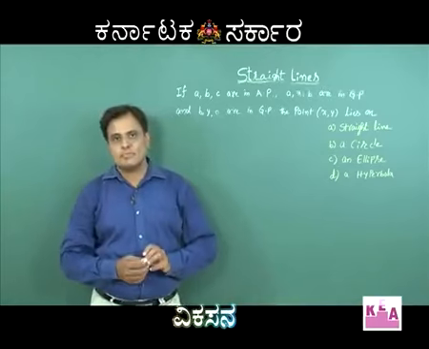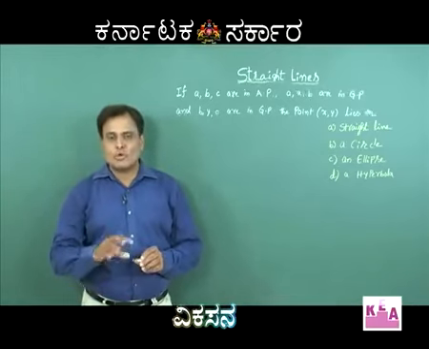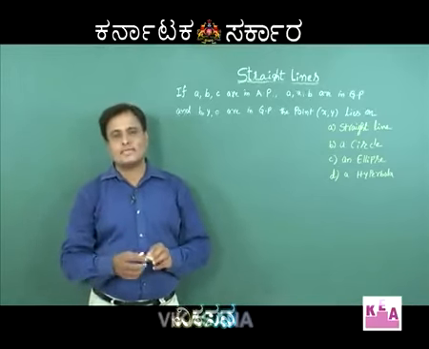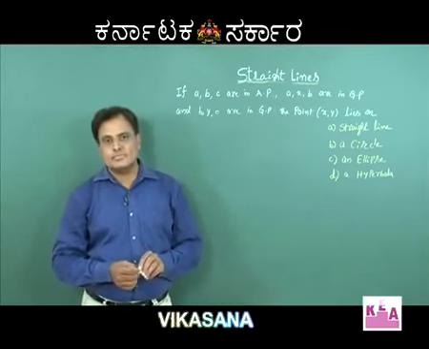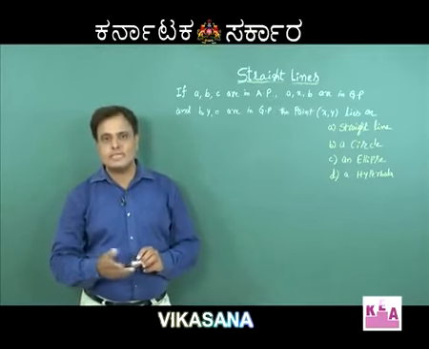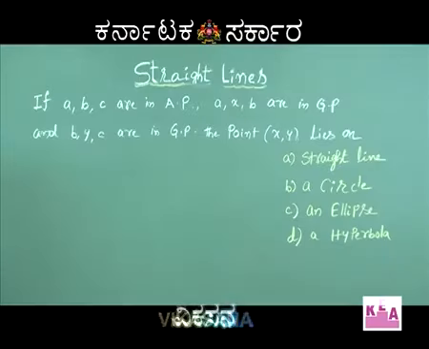Let us consider an example which is a combination of AP, GP and connected with the straight lines concept, or circles, ellipse and all. First read the question now.